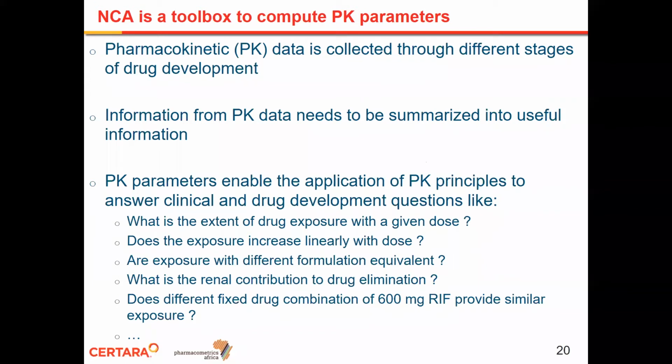And NCA is used to answer key clinical and drug development questions like, what is the extent of drug exposure with a given dose? Does the exposure increase linearly with dose? So we run maybe dose proportionality analysis on the NCA output. The example we'll see today is about comparison between formulations. When we have urine data, we can determine what is the renal contribution to total drug clearance. And the last question, do different fixed drug combinations of 600 milligram rifampicin provide similar exposure?